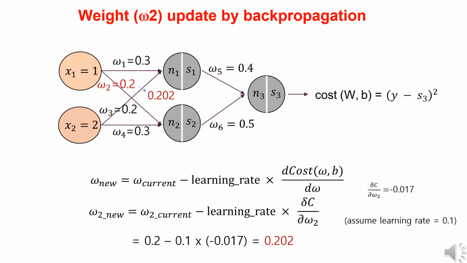Assuming a learning rate of 0.1, we multiply 0.1 by the partial derivative of the cost function with respect to omega 2, which we calculated on the previous slide using the chain rule as negative 0.017. Then we subtract this result from the current value of omega 2, which is 0.2. This calculation gives us a new value for omega 2 as 0.202. Thus, omega 2 is updated from 0.2 to 0.202.